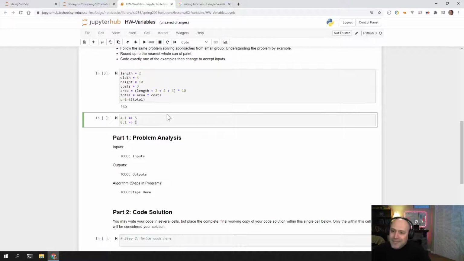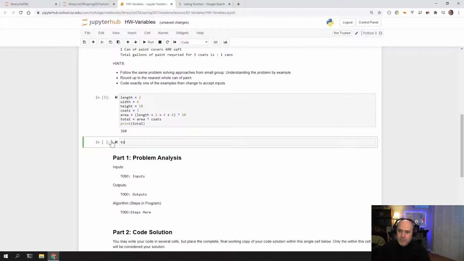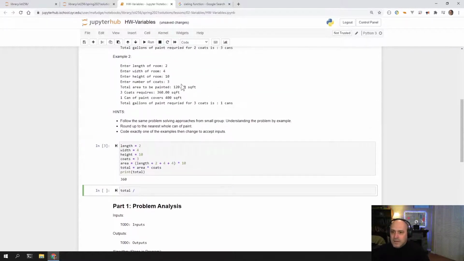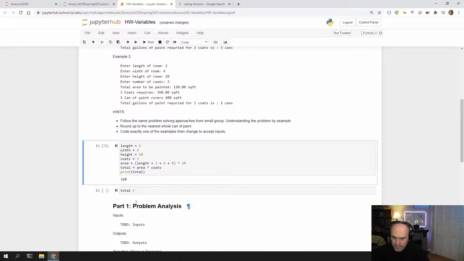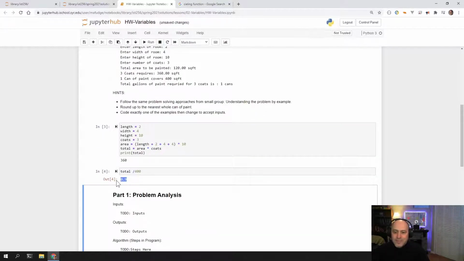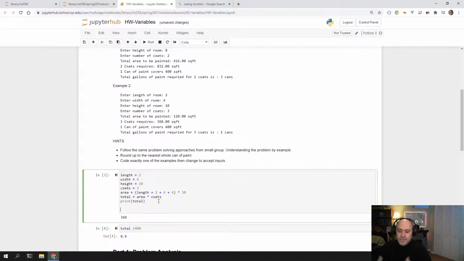So when I divide the total by the coverage of a can of paint, which is 400 square feet, I get a number. So I'm going to use 90% of that can to put 3 coats of paint in this example. So I can't buy 90% of a can of paint. I have to buy the whole can of paint. Therefore, I need to use the ceiling function.